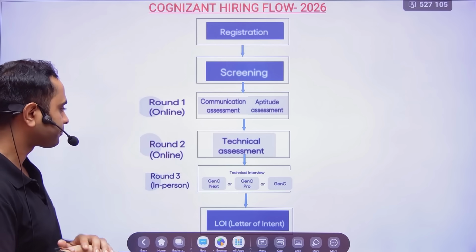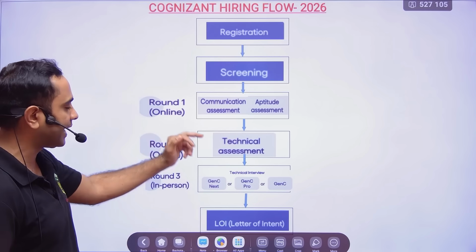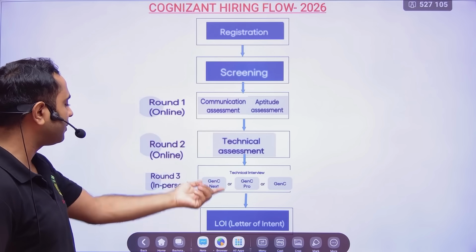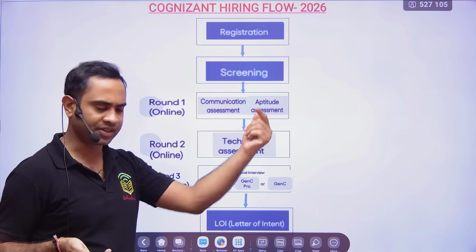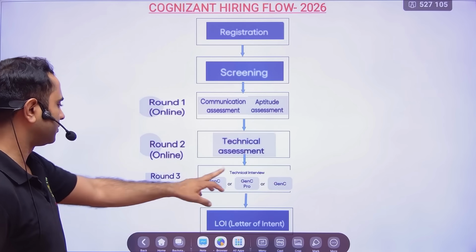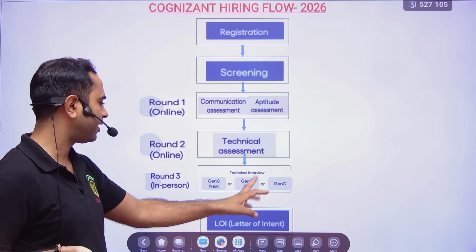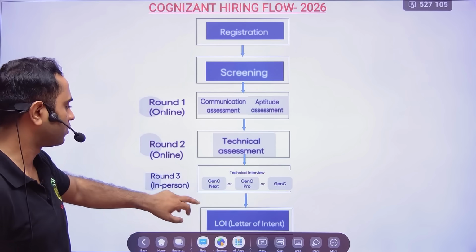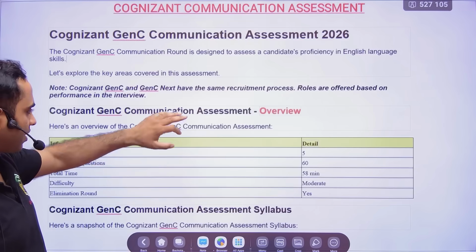Okay. Good. Round 2 will be the technical assessment, and round 3 will be in person, for GenC Next, GenC Pro, GenC. Depending upon how well your interview goes, you will be getting one of the roles. And then the letter of intent. So one by one we will talk.